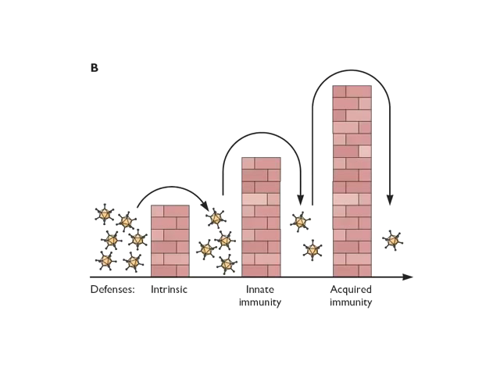I view the immune system in this way: three walls of higher height. The first is the intrinsic defenses. If a virus gets over that, it encounters the innate immunity wall, and if it gets over that, then we have acquired immunity. And then if it gets over that, then unfortunately the host is in big trouble.